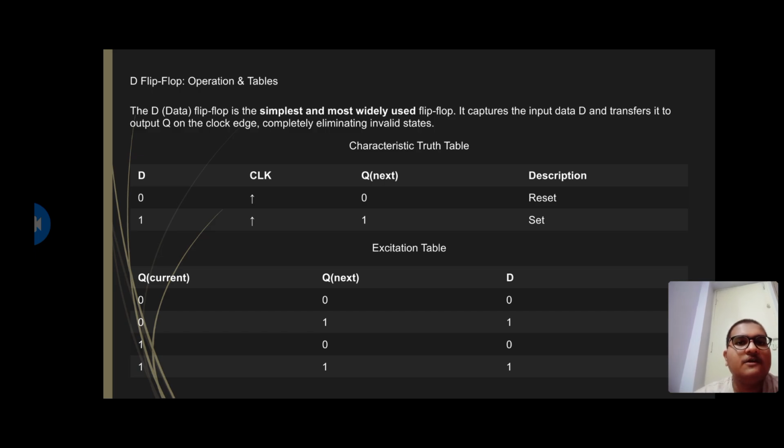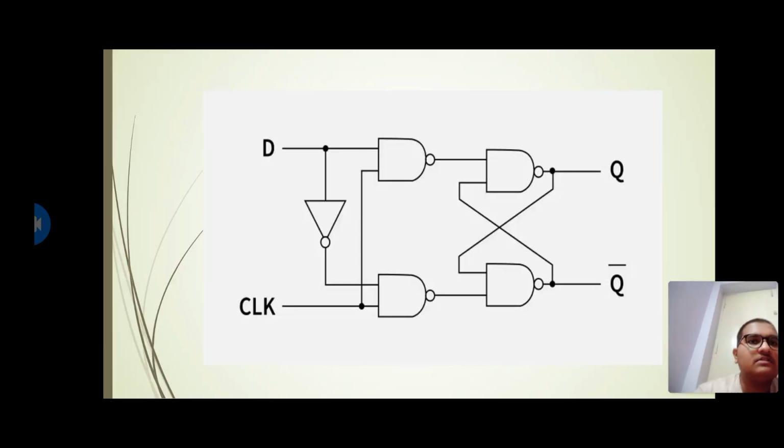Excitation table. If Q current is equal to 0 and Q next is equal to 0, then D is going to be 0. If Q current is equal to 0 and Q next is equal to 1, then D is going to be 1. If Q current is equal to 1 and Q next is equal to 0, then D is going to be 0. If Q current is equal to 1 and Q next is equal to 1, then D is also going to be 1. Now, let us check the circuit.